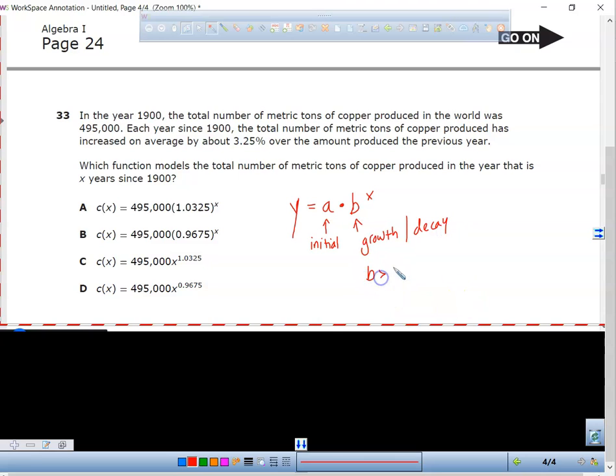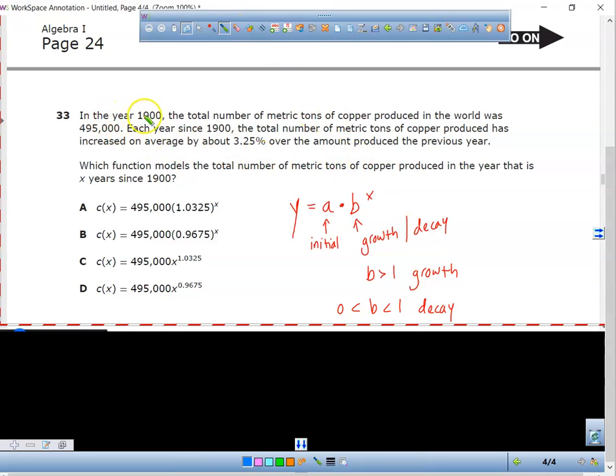Just remember, if b is greater than 1, we call it growth. If b is less than 1 but greater than 0, that means it's going down. It's decaying. That's our decay factor. So right now it says, in the year 1900, the total number of metric tons of copper produced in the world was this. So that's our initial value. So if we were to build this function, I'll put c of x instead of y equals.